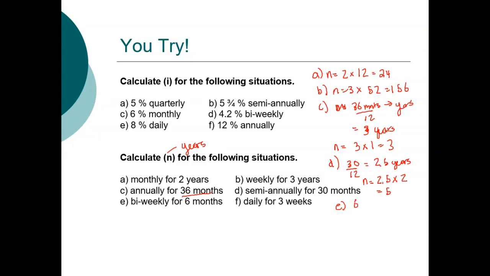E, bi-weekly for 6 months. So let's first get these months into years. We need that in years. So 6 divided by 12 is going to be 0.5 years. So 0.5 years, but now I want to calculate my N. So I have 0.5, and now they're saying bi-weekly. So that's 26 times a year. So it's 0.5, which was my months into years, times 26 gives me 13 as my N.